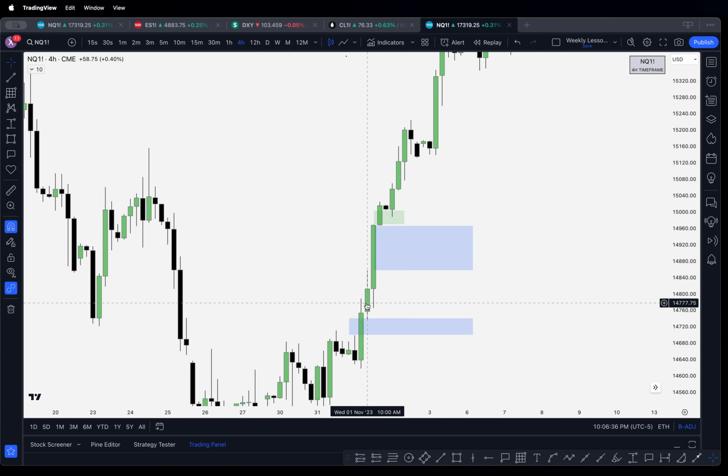Two. Third candle, 1, 2, 3. Yep, it closes above it. All conditions met. Is there an SMT? Alright, someone check. I don't want to go into my ES chart.